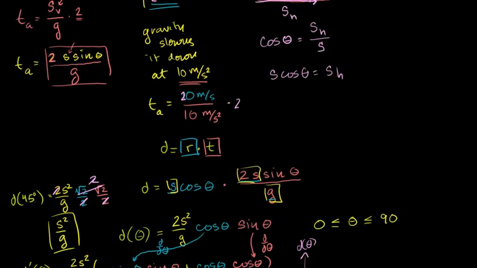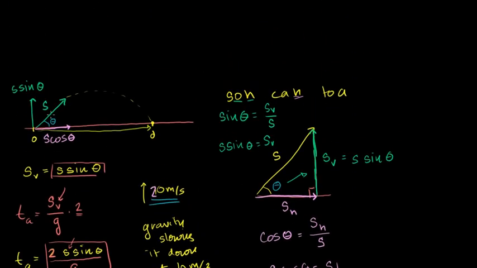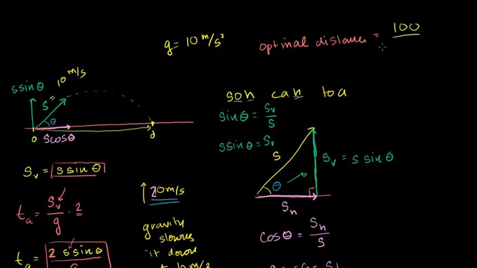So going back to the original problem, let's say s is 10 meters per second. And let's say we're dealing with a world where gravity is equal to 10 meters per second squared. Then according to what we've derived, the optimal distance is going to be s squared, so it's going to be 100, divided by gravity, 10.